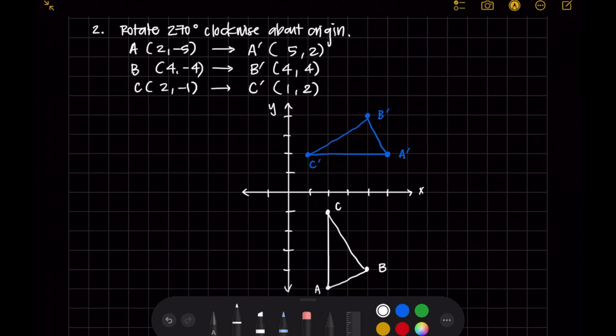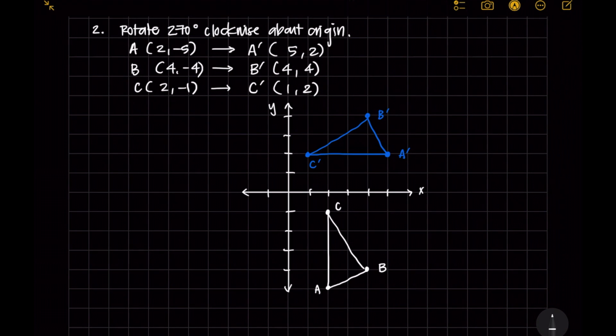And if you can see, in order to get from the original C to the new C, this looks like a 270-degree clockwise rotation. And that's how you do that problem.